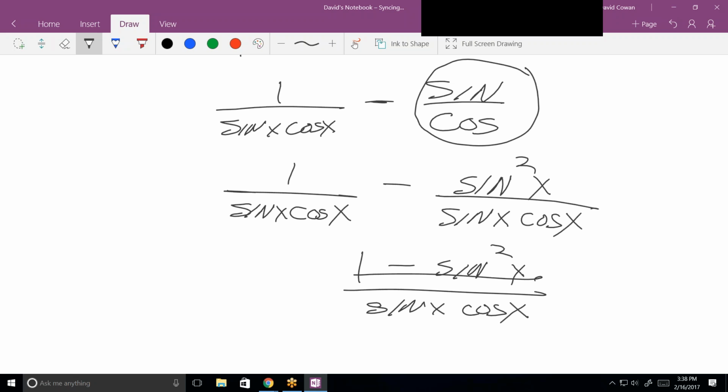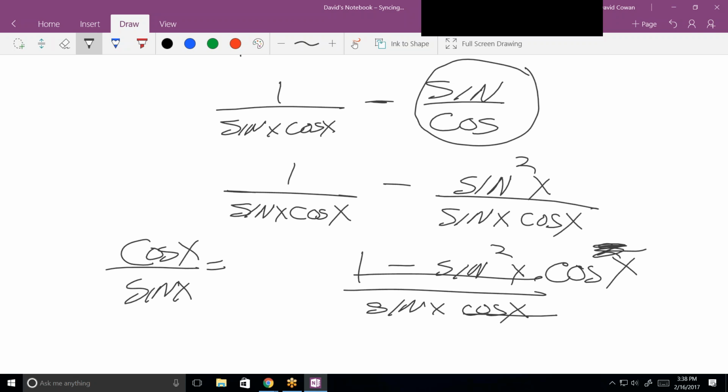Cosine squared. And now we can do a lot of reducing. We can cancel that cosine with one of those cosines. We end up with cosine x over sine x, which is equal to what? Cotangent x. That's what the whole thing simplifies to, cotangent x.